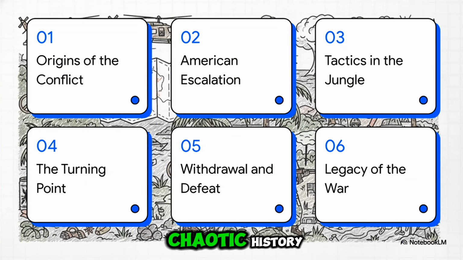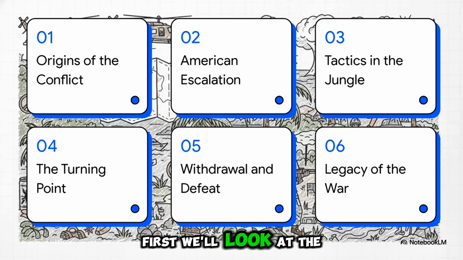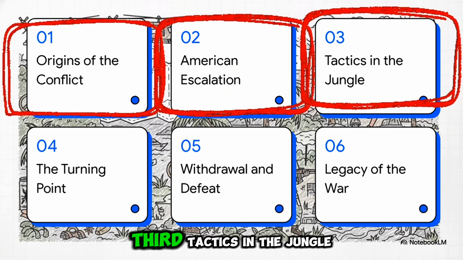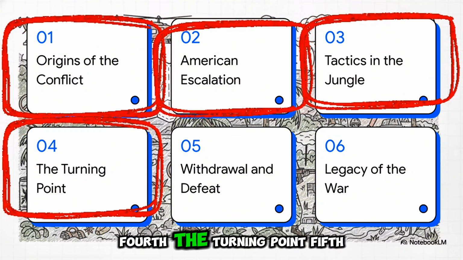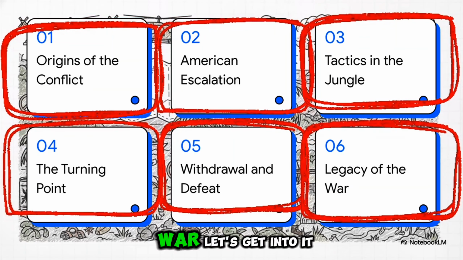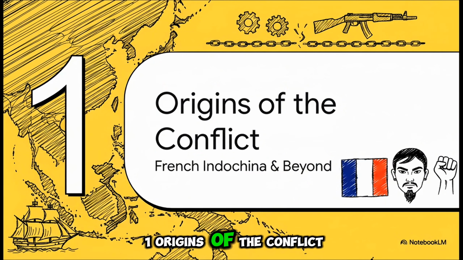To make sense of all this chaotic history, we've broken this explainer down into 6 parts. First, we'll look at the origins of the conflict. Second, the American escalation. Third, tactics in the jungle. Fourth, the turning point. Fifth, withdrawal and defeat. Finally, the legacy of the war. Let's get into it. Starting us off with Section 1, Origins of the Conflict.